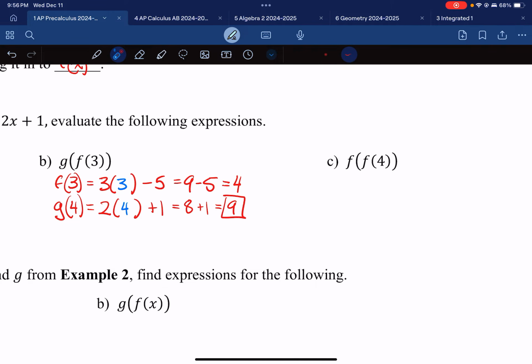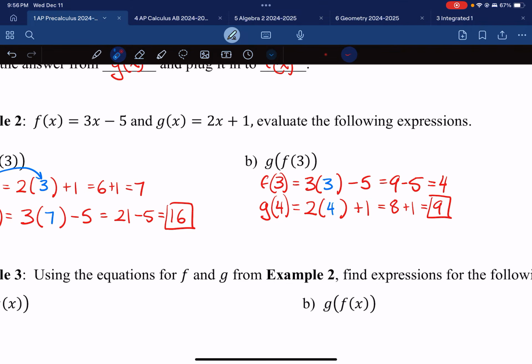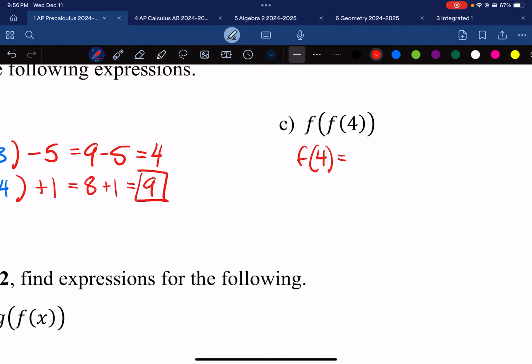All right, what about C? You can plug the same function into itself, which is kind of fun. Again, I'm going to evaluate the inside first. I'm going to say f of 4. This is going to be equal to, so I'm going to rewrite my f function, 3x minus 5. So come down here and say 3x minus 5, 3x minus 5. The number that I'm plugging in this case is 4. And I can evaluate that.